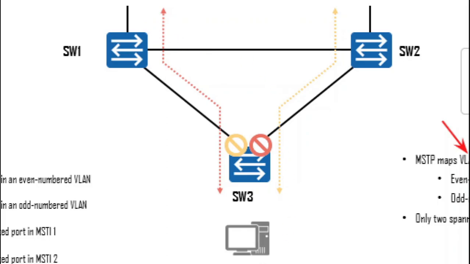So if you're on VLAN 2, we've blocked this port for you and we've opened this one. If you're on VLAN 1, 3, or any odd numbered VLAN, we've blocked this one and we've opened this one. Are you getting the point? Yeah, so that's how the multiple spanning tree works.